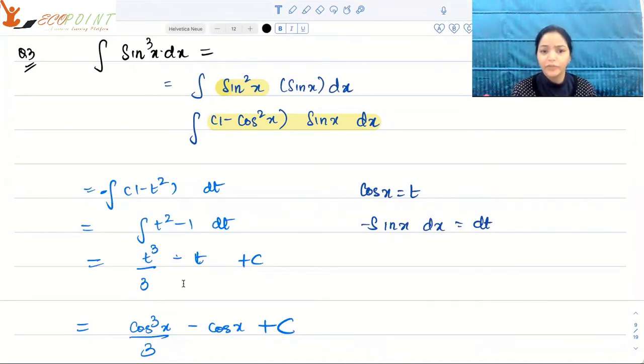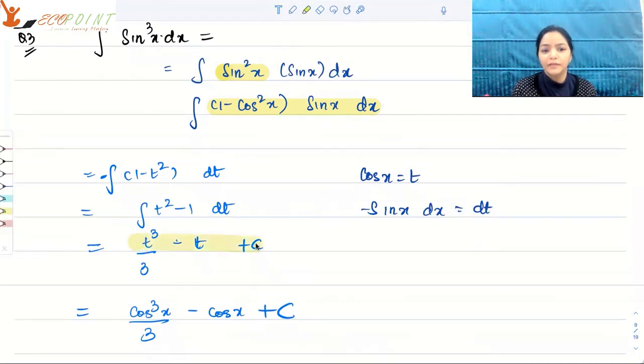t cube upon 3 minus t plus c. This is what we will get. Then just substitute. It's cos cube x upon 3 minus cos x plus c. So it is just about somehow getting rid of the power and simplifying in terms of cos and sine only.